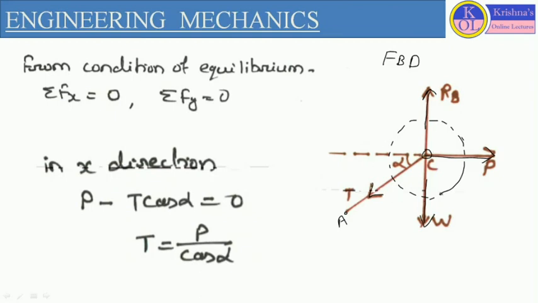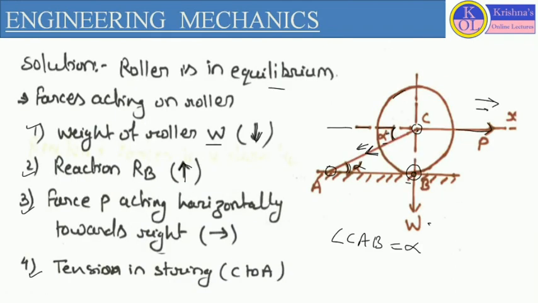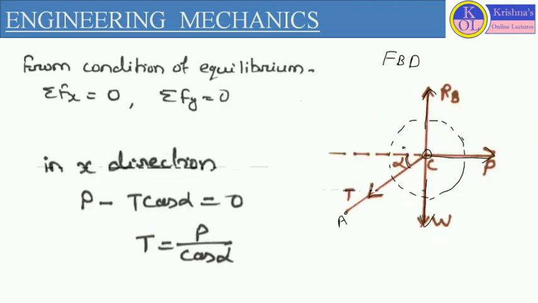So we will draw all the forces according to the position, and we will also mark the angle alpha. Here I already explained the concepts of angle, both the angles, angle CAB and this particular angle. So as per that we will mark the angle. So here we have the free body diagram. And after that, we will apply the conditions of equilibrium, summation of Fx equals 0 and summation of Fy equals 0.